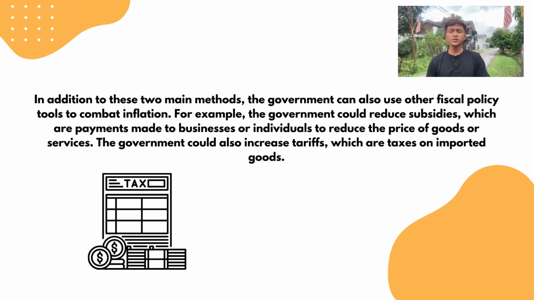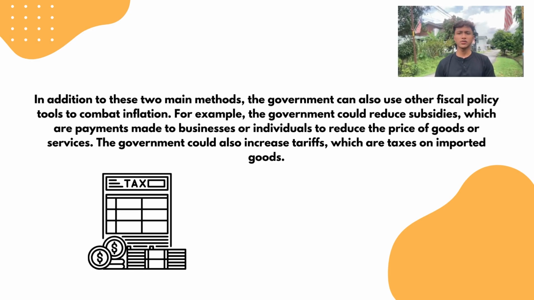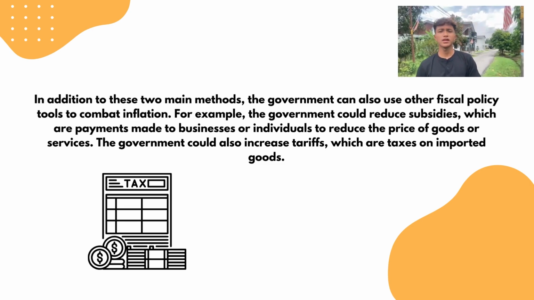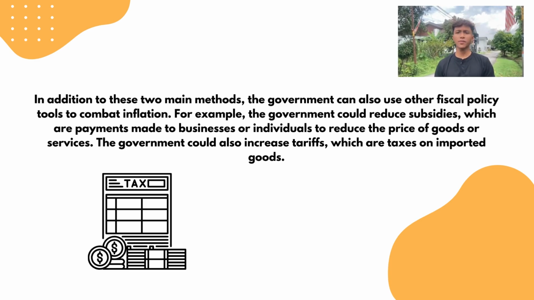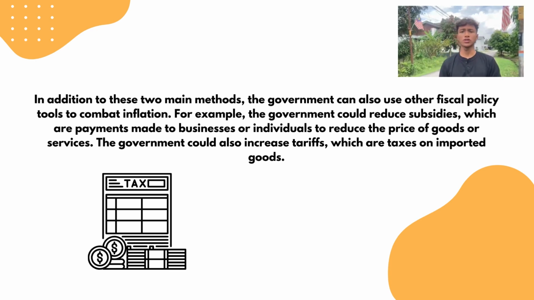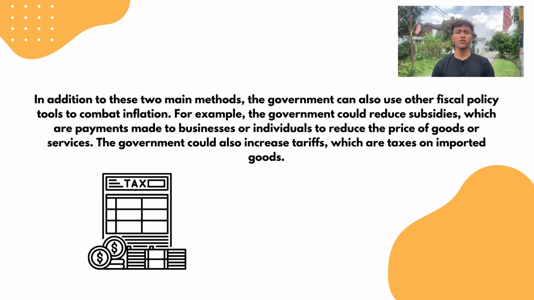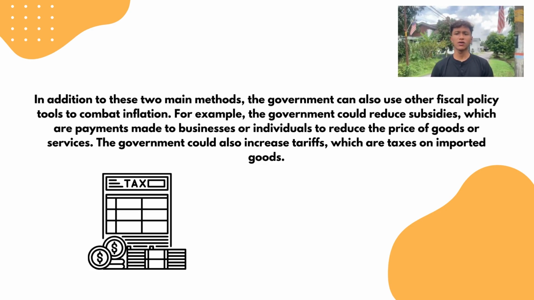In addition to these two main methods, the government can also use other fiscal policy tools to combat inflation. For example, the government could reduce subsidies, which are payments made to businesses or individuals to reduce the price of goods or services. The government could also increase tariffs, which are taxes on imported goods.